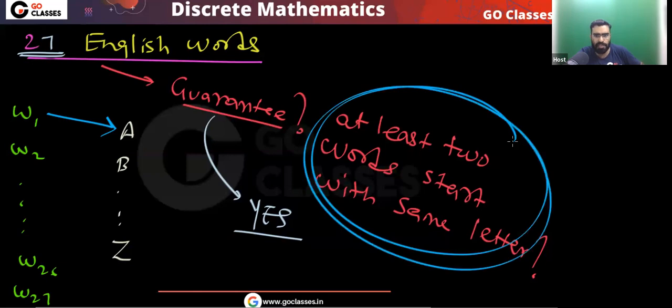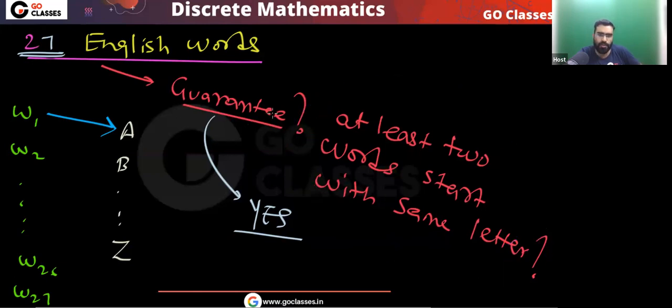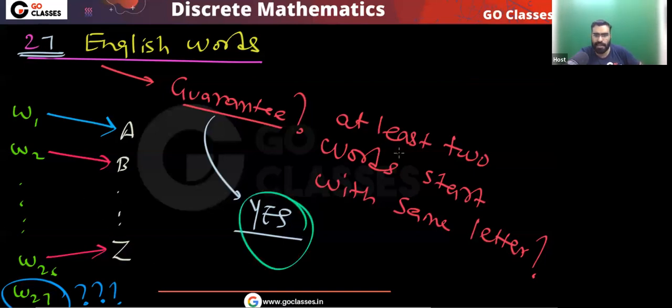So if you want to stop this from happening, then what will you need to do? You will need to make sure that all the words are starting with different letters. Okay, no two words are starting with the same letter. So in this situation, this is the maximum you can do. But where will this go? So you can easily notice, you can guarantee that at least two words will start with the same letter.